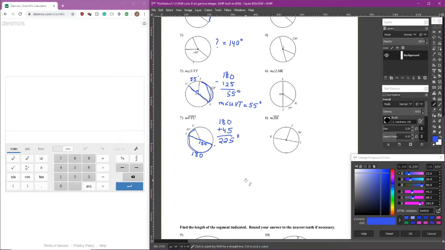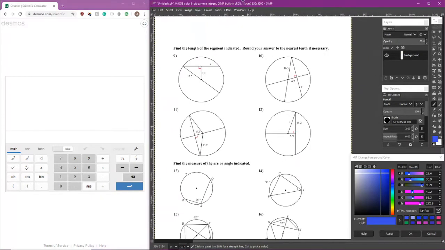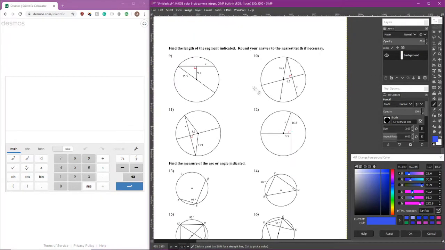Okay. Let's go down to number 9. Number 9, find the length of the segment indicated. Round your answer to the nearest tenth if necessary.